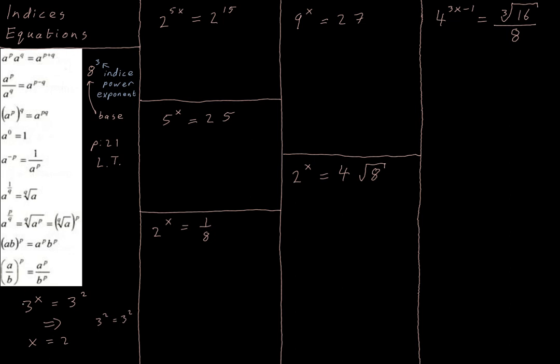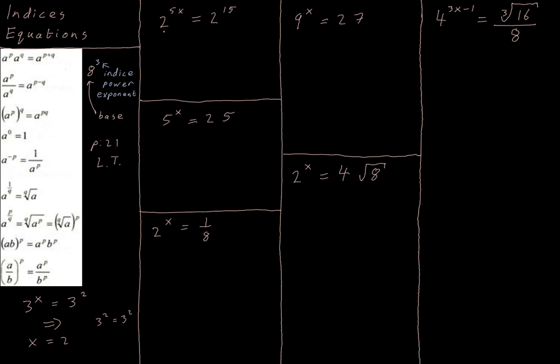So if we can create this situation where we have the same base numbers equal to each other, then we must be able to equate the powers. So this equation is not the same as this equation, but it implies that this must be true. So the only power of 3 that would be the same as 3 to the 2 is 3 to the power of 2. So that's how we can get an equation that we can actually solve, that we can get a value for x for.